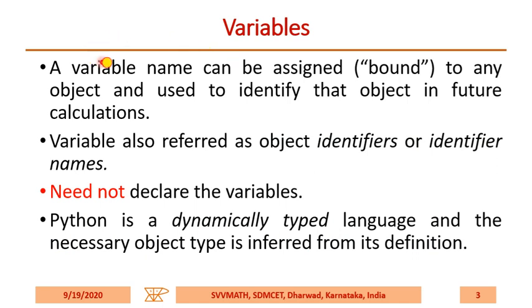A variable name can be assigned to any object and used to identify that object in future calculations. Variables are also referred to as object identifiers or identifier names. Variables are used in your C language also, in your first year. But one important point to remember is that you need not declare variables in Python, whereas in C language you have to declare them. Python is a dynamically typed language, and the necessary object type is inferred from its definition.